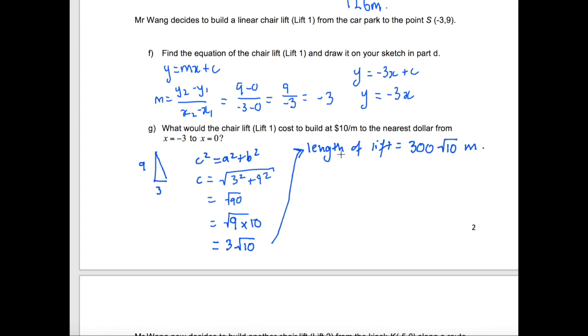Okay, and then it costs $10 per meter. So again, the cost is just going to be equal to, we just have to multiply by 10, so it's 3,000 root 10, and that'll be in dollars. Then we have to round that to the nearest dollar. 3,000 times root 10 is equal to $9,486.